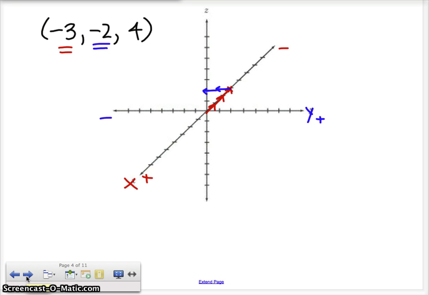-2 to the left, parallel to the y-axis. And then we finish with z. And of course, for z, positive is up and negative is down. So now we're going to go up. And once again, we don't go up 4 from 0, 0, 0. We go up 4 from where we stopped with our y. So we're going to go up 1, 2, 3, 4. And that's where the z takes us.